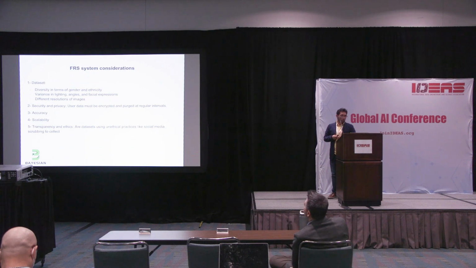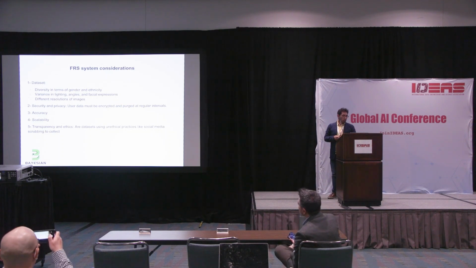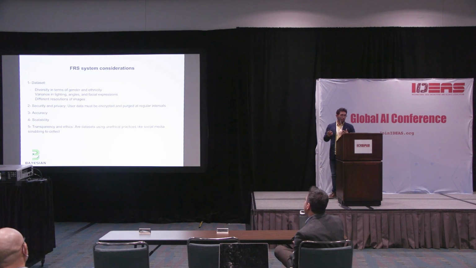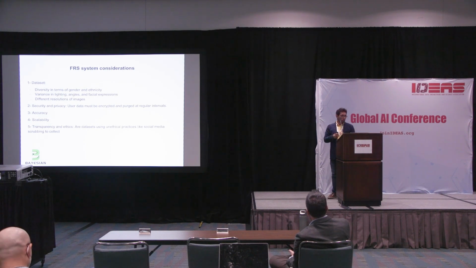What we need to consider to create these data sets, if we want to build such a system for ourselves, is we need to have diversity in terms of gender and ethnicity in the data set that we're building. We need to have this variance of lighting, angles, and facial expressions in the data set too. We need to have different resolutions of the images. So images with high resolution, low resolution, this should be all of them in the data set in order for the model to behave well or generalize as much as we want.